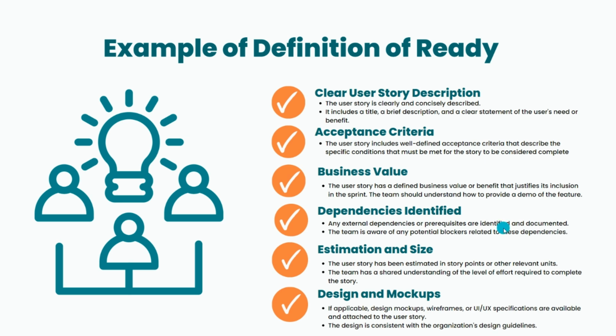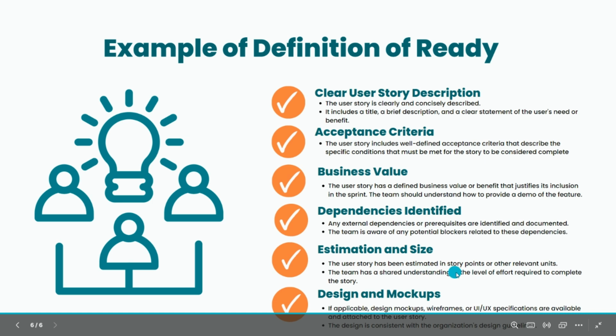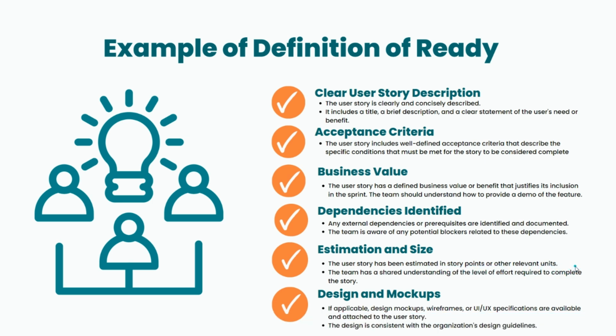Estimation and size. The user story has been estimated in story points or another relevant unit. So what can be another relevant unit? Whatever it is, whether it is story points or other relevant units, like instead of writing story points, a few teams are directly writing the number of hours or the number of days, whatever it is. In that format, we should be able to do the estimation.